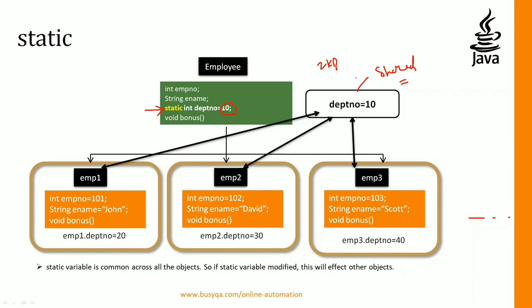So this solves one problem. What is that problem? It saves memory, because we are not assigning the value to department number in each and every object. At the class level, we just say static. It creates a new memory where that variable and value are stored, and the same variable and value are shared across all the objects. This is a common variable for all the objects. So the first problem is solved.